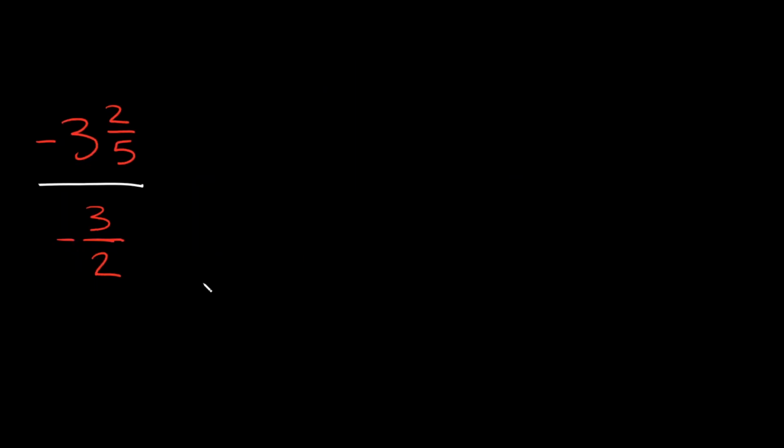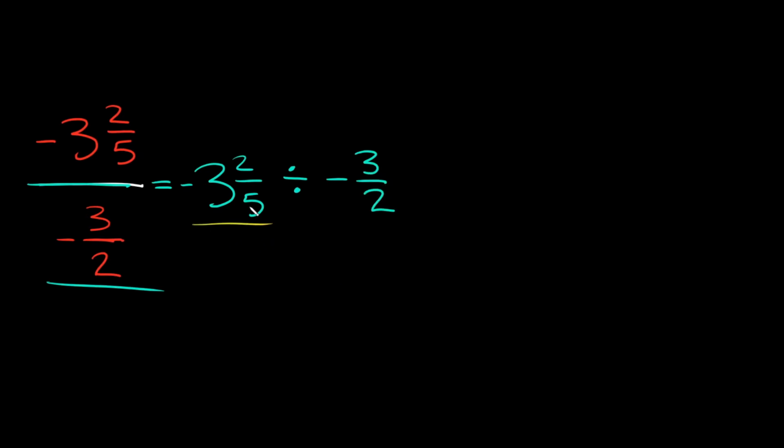Okay, now let's just do one more problem where both of the fractions are going to be negative. All right, so this looks ugly, but stick to your steps, okay? So what's going to be the first step? We're just going to rewrite this as a regular division problem. Okay, so this is going to be equal to our numerator, so negative 3 2/5 divided by our denominator, negative 3 over 2.